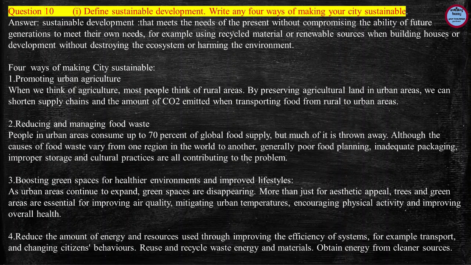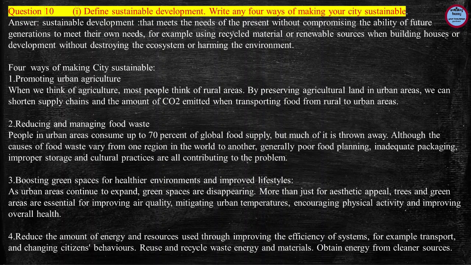Now, 4 ways of making cities sustainable. First is promoting urban agriculture. When we think of agriculture, most people think of rural areas. By preserving agricultural land in urban areas, we can shorten supply chains and reduce the amount of carbon dioxide emitted when transporting food from rural to urban areas.